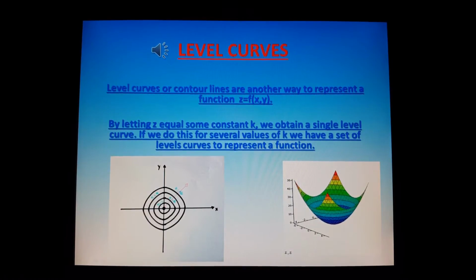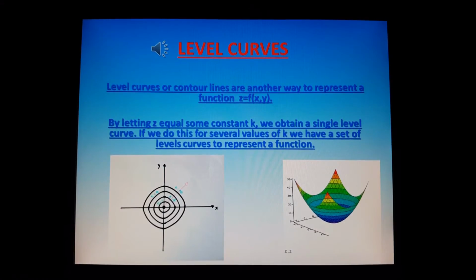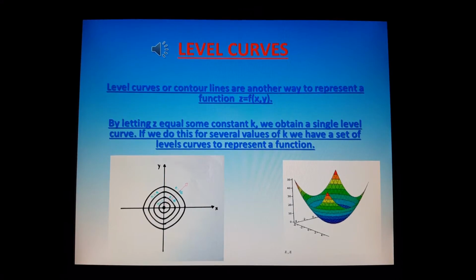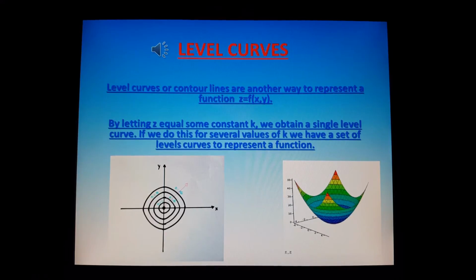Level curves. Level curves, or contour lines, are another way to represent a function z equal f of x, y. By letting z equal some constant k, we obtain a single level curve. If we do this for several values of k, we have a set of level curves to represent a function.